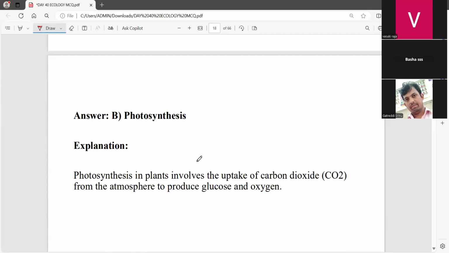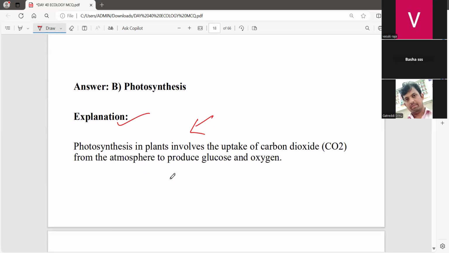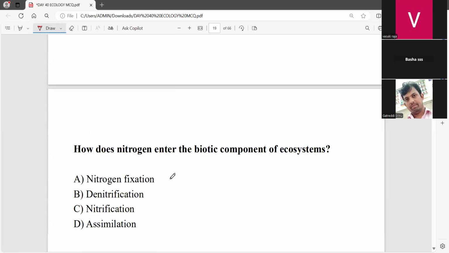Photosynthesis is the main thing. To maintain other vital metabolic activities, they are taking in this carbon dioxide for certain metabolic processes. So taking in carbon dioxide is a part of photosynthesis. As a result, they are going to produce glucose and oxygen.